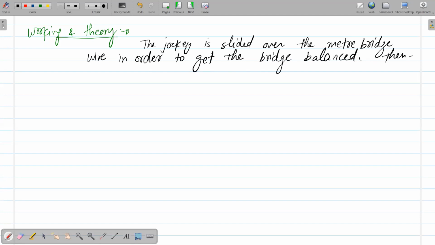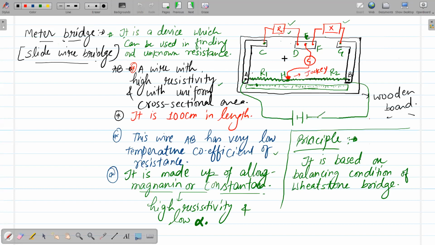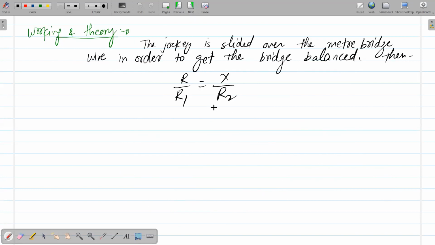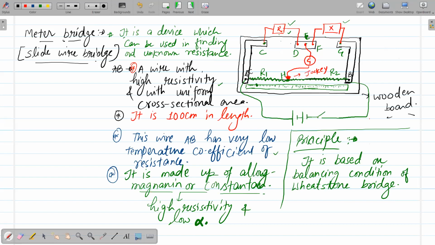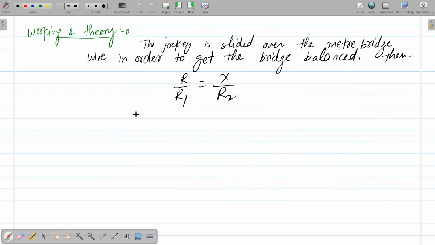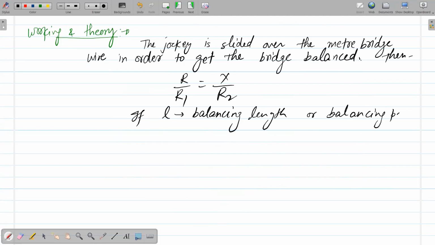Let's come to the theory part. R by R1 will be equal to X by R2. Are you getting this? R by R1 equals X by R2, right everyone? And suppose this part is of length L centimeter, then obviously the remaining part will be 100 minus L length. So L represents the balancing length or balancing point. Listen everyone, this is also known as the null point or balancing point. Both are the same thing.